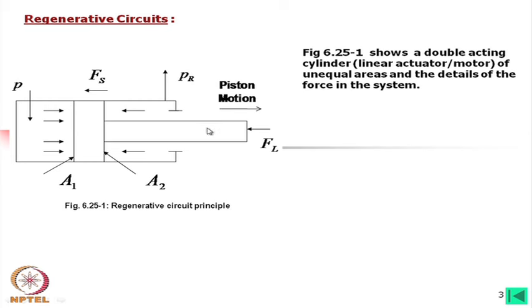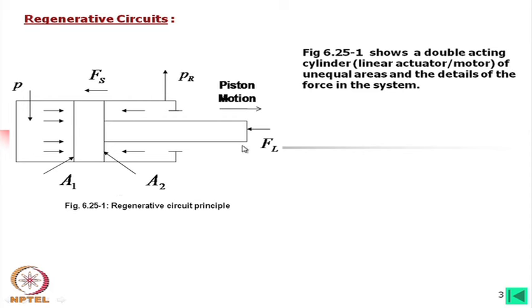Now, I have shown the forces acting here. Say it is moving in this direction, and it is also moving a load, due to which FL is the force acting in this direction. So there must be some pressure, which ideally we get as this force divided by this area, P. If this side is connected directly to the tank, then the only pressure will be some resistance to the flow of oil, otherwise there should not be any pressure.